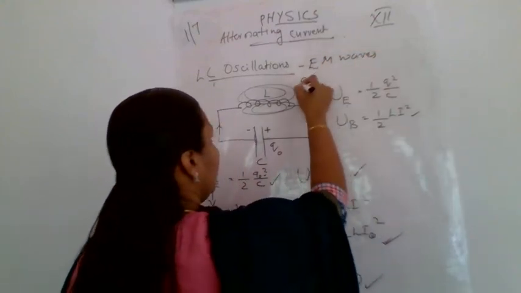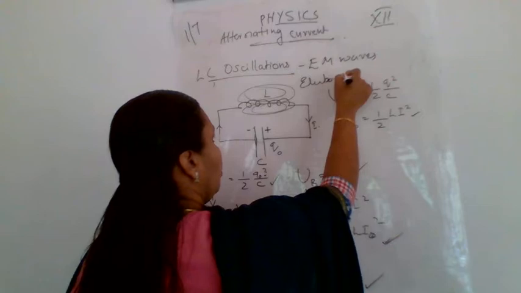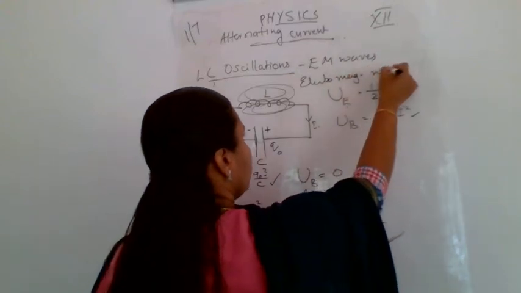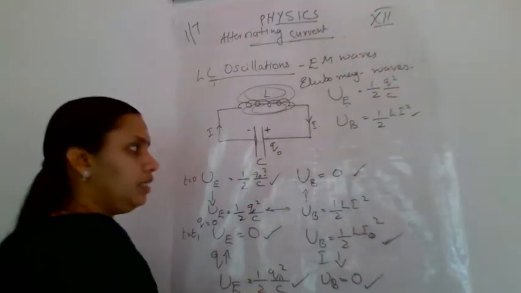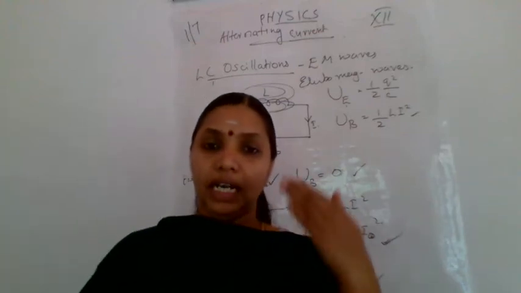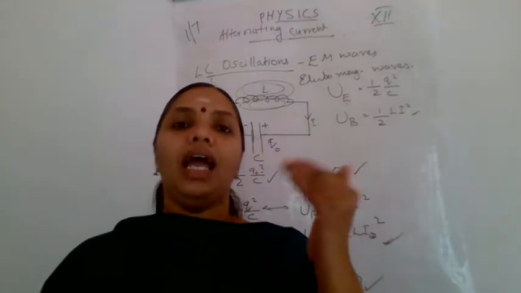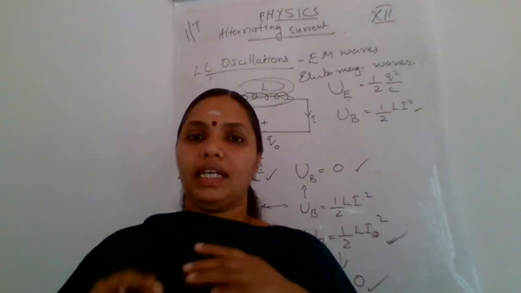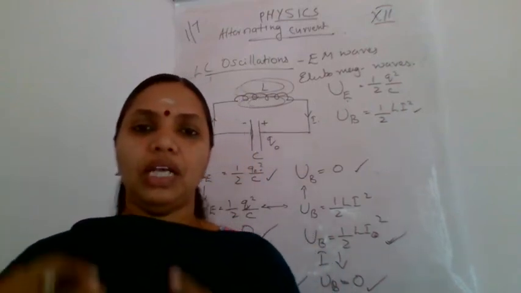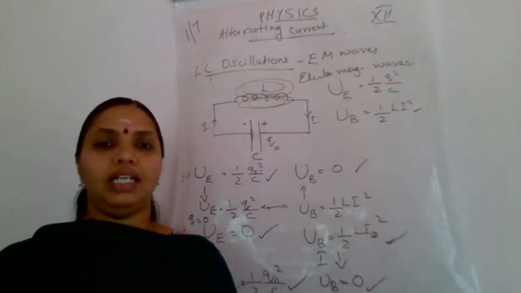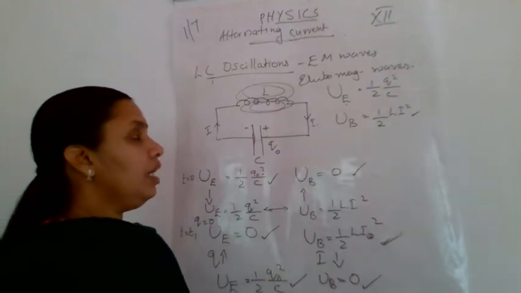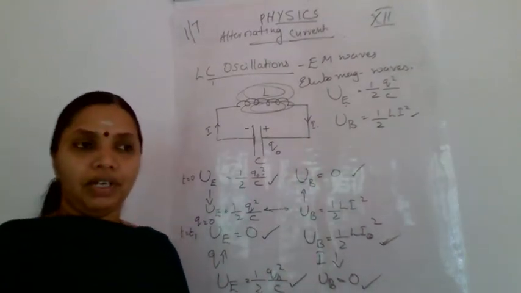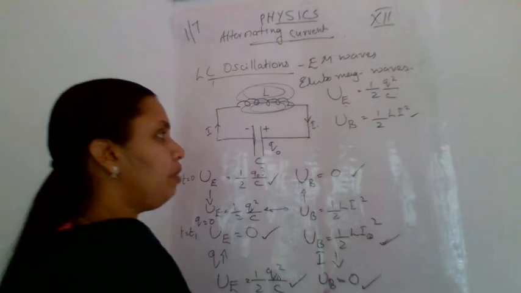And what is this? Electromagnetic waves, that is conversion of what? Electric energy to magnetic energy and magnetic energy to electric energy, vice versa. It continues. So that oscillation, that variation in energy, we are getting it as the electromagnetic wave. And what is the frequency of this wave?